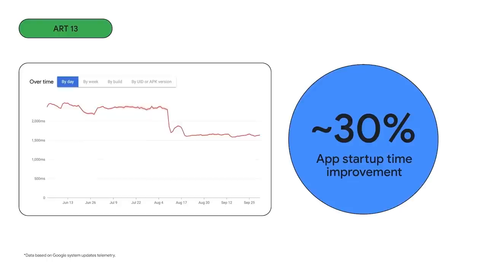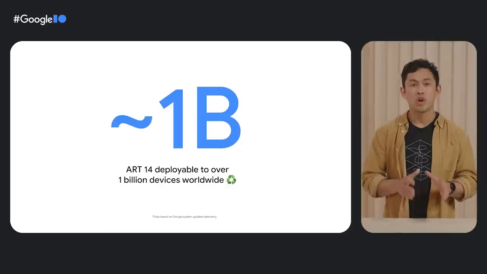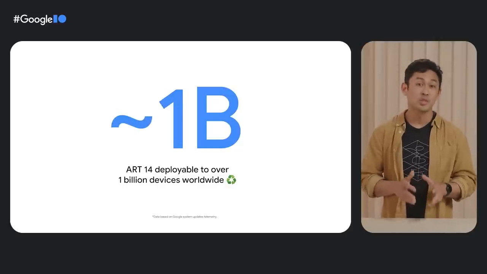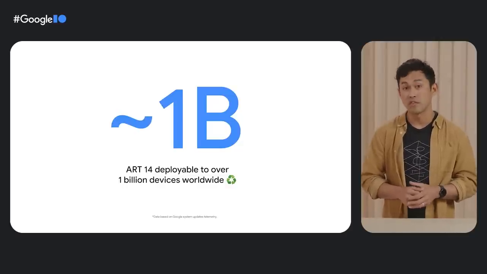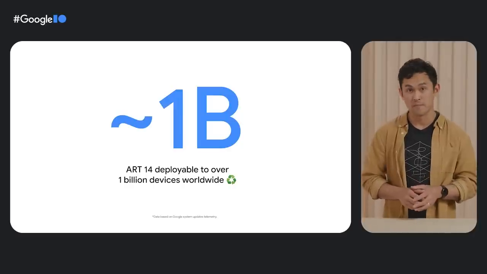For example, in the current ART version, R13, we're able to update Android 12 devices, resulting in up to 30% app startup time improvement. With our investments in updatability, we're making the Android ecosystem more sustainable by making devices better over time through Google system updates. With ART 14, devices running Android 12 and later can receive the latest ART features, and we project that this will benefit over 1 billion devices worldwide.